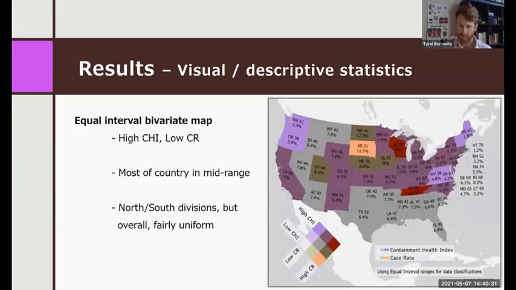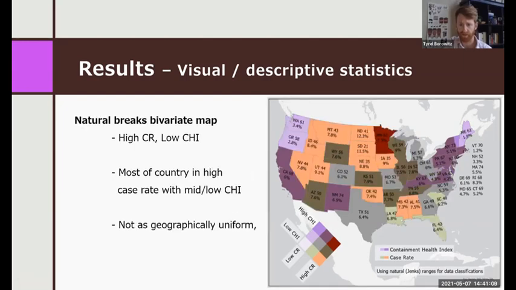Let's talk about my bivariate map. So this bivariate map uses equal interval ranges, and it really focuses on states in that bright purple color where they had a high containment health index and a low case rate. Basically, states that had successful policies in preventing widespread cases of the virus. Washington, Oregon, West Virginia, Maryland, and those upper New England states. And we could kind of see those in the other visualizations too. And then the rest of the country is in those middle ranges.